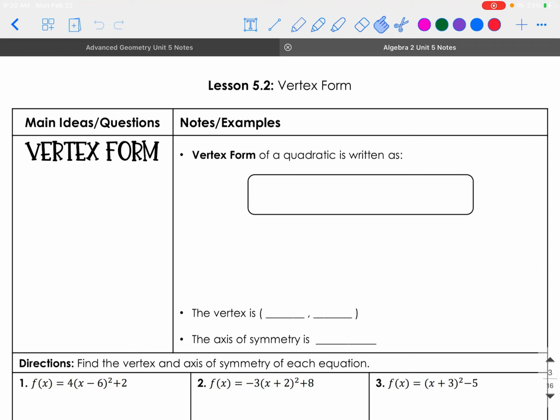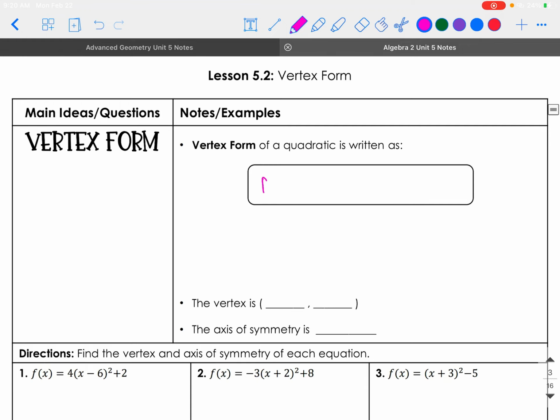And we typically write quadratics in two different forms, vertex form and standard form. Most of the time you see it in standard form, but vertex form is helpful in finding the vertex. So here's what vertex form looks like. F of x equals a times x minus h squared plus k.